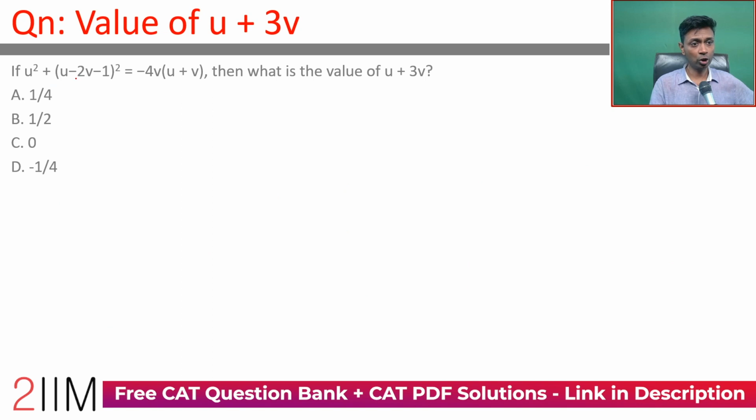u square plus u minus 2v minus 1 the whole square equals minus 4vu plus v. It's a very tough question. When just u and v and only one equation and a quadratic thrown in for good measure. But if you look at the choices, these are all numbers. So there's something here that we need to crack. So first up, let's expand this.